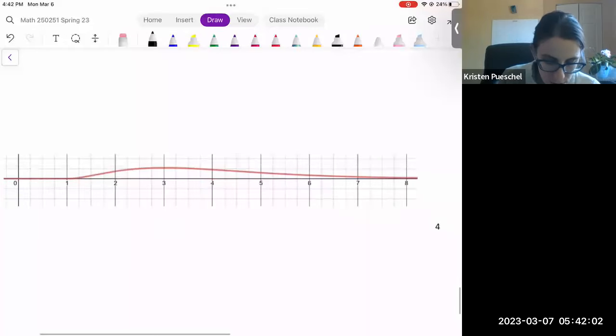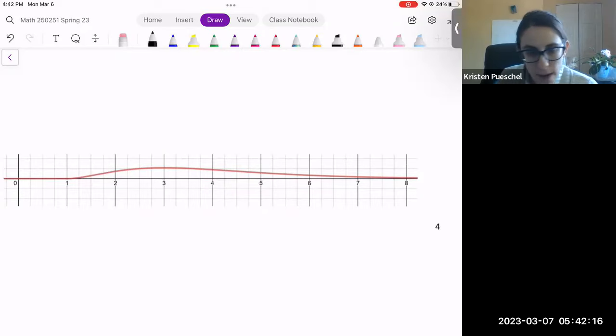So we started off, we were just chilling at the equilibrium. At time 1, we had our impulse, our short force applied. So it causes us to be displaced, but then we're going to be approaching the equilibrium, just going back where we started from.